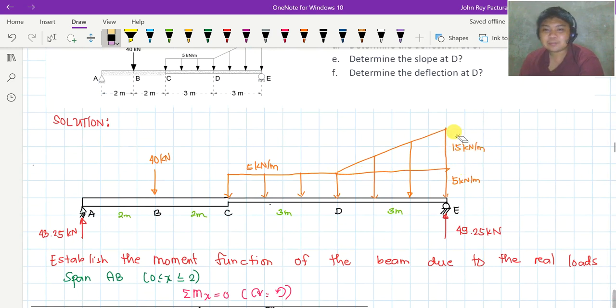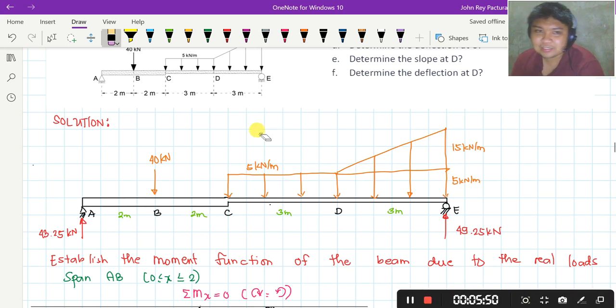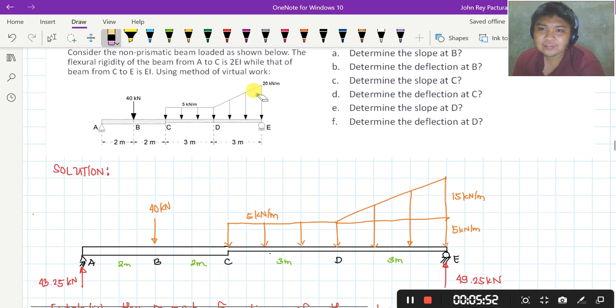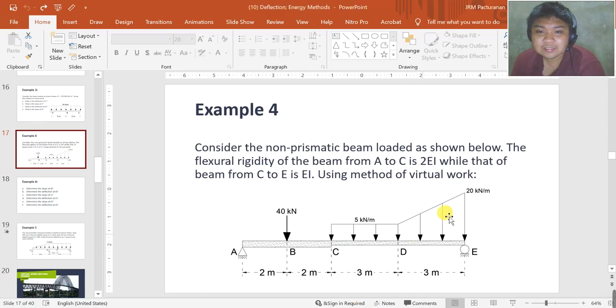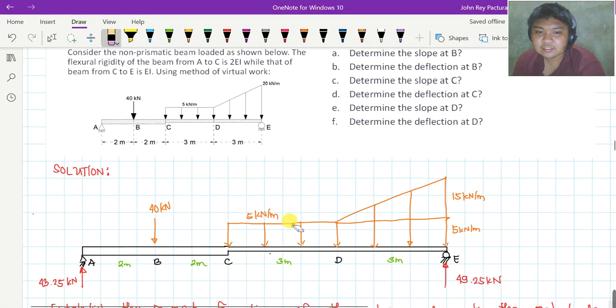So by the way, baka yung iba nagtataka saan galing yung 15 na wala naman siya sa original given. Well, of course, class, kung titingnan nyo, yung height dito ay 20. Malamang pag kinontinuous natin ito as a rectangle, nandito yung 5. Yung natitirang 15, nasa triangle na siya. So I hope walang confusion dito.